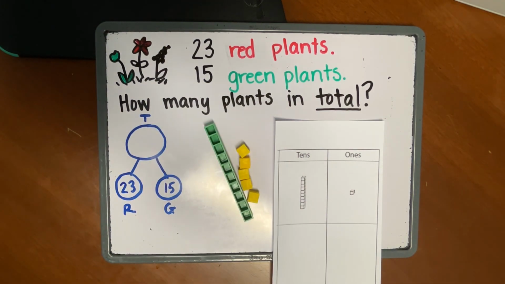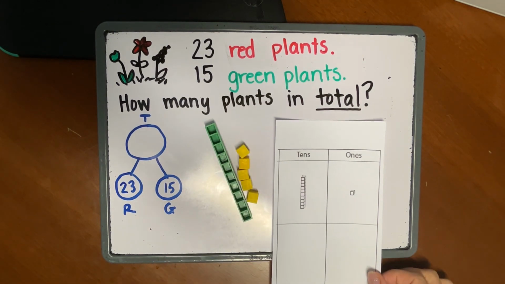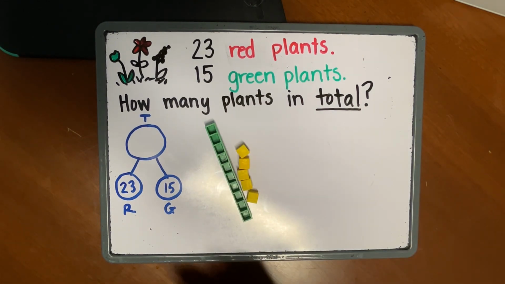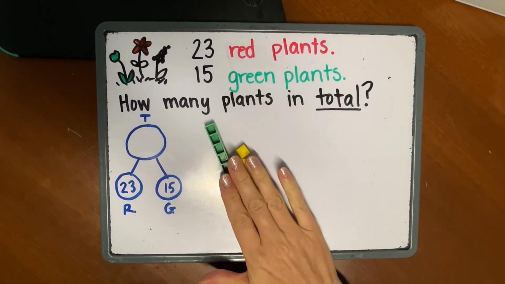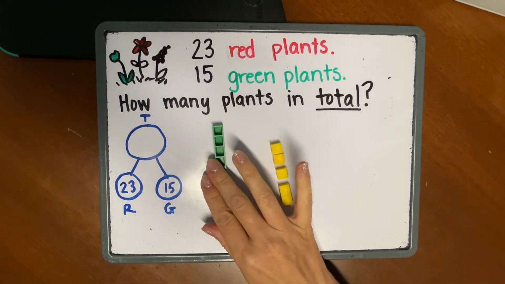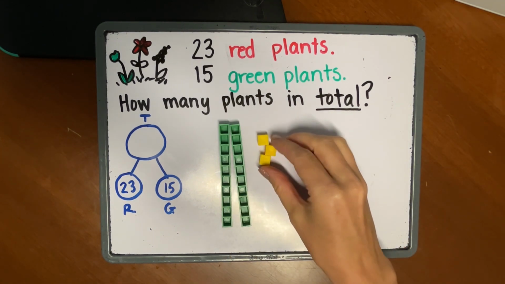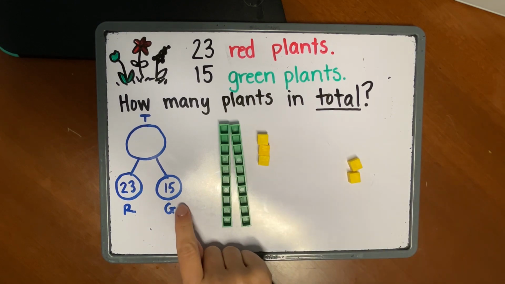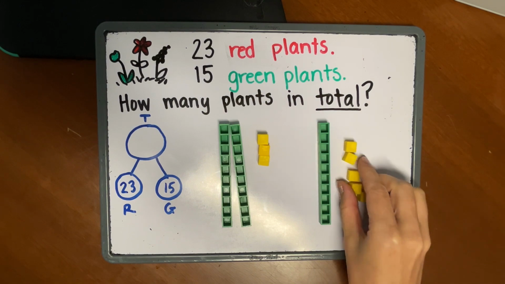will find the total. So let's take out our base 10 blocks and let's build this problem. We want to see how we can find the total. So pause the video and use your base 10 blocks to build this problem to find the total. Okay, let's see how you did. Well, I know that there were red 23 plants and green plants was 15 plants.